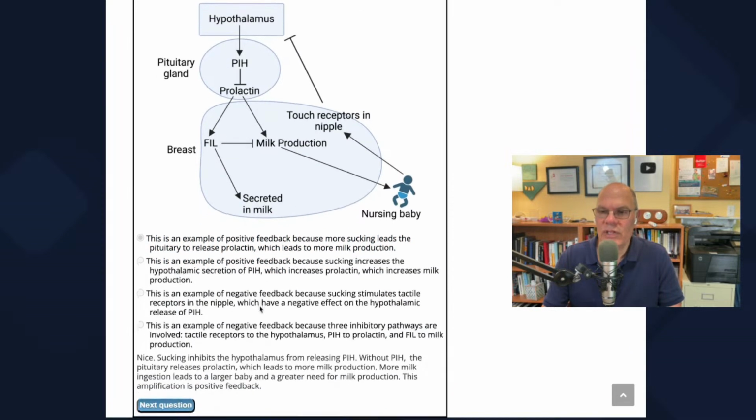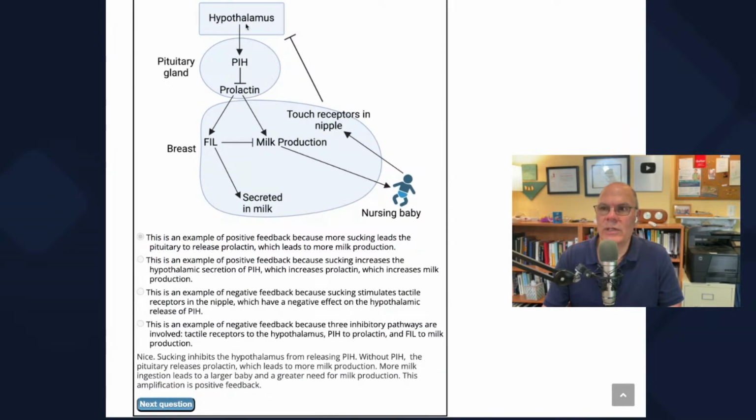Nice. Sucking inhibits the hypothalamus from releasing PIH. Without PIH, the pituitary releases prolactin, which leads to more milk production. More milk ingestion leads to a larger baby and a greater need for milk production. This amplification is positive feedback.